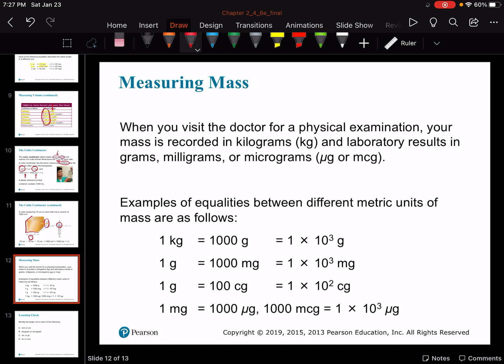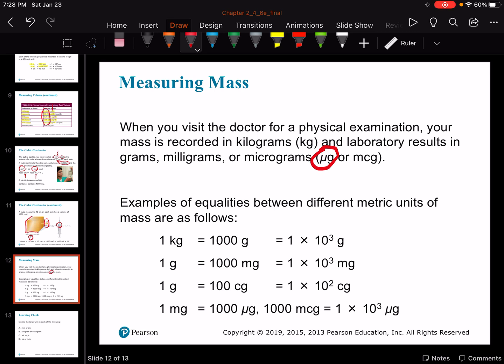All right. So now let's talk about the same concept in terms of mass. When you visit the doctor for a physical, your mass is recorded in kilograms, and laboratory results in grams, milligrams, and micrograms, which we're mostly going to be writing as mu g, instead of mcg, but mcg is meant to be the same thing.